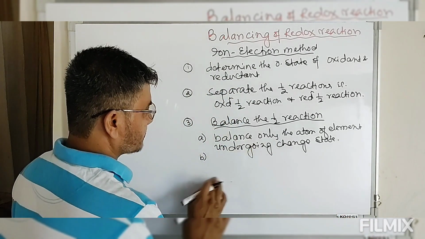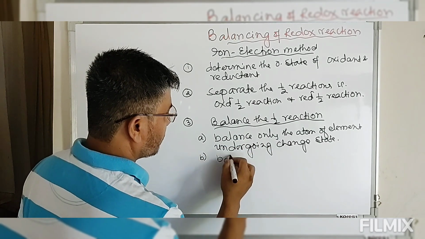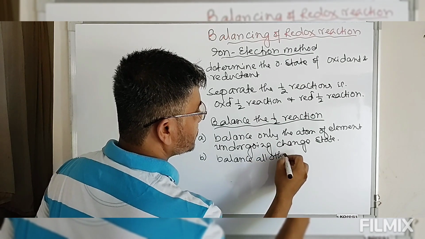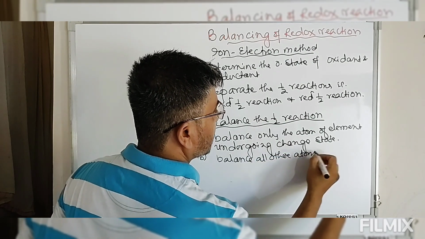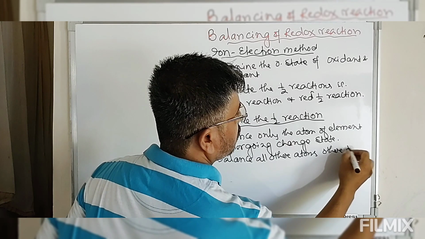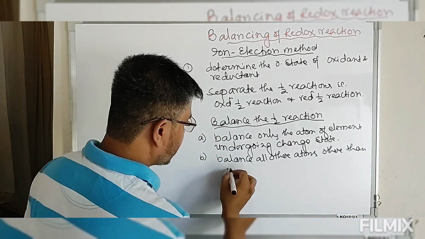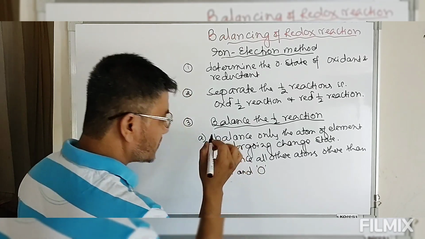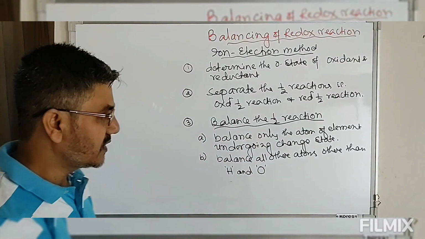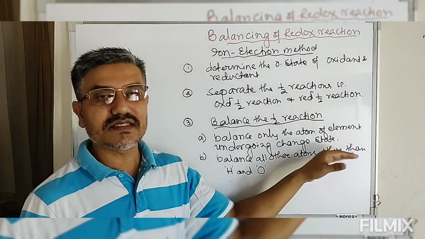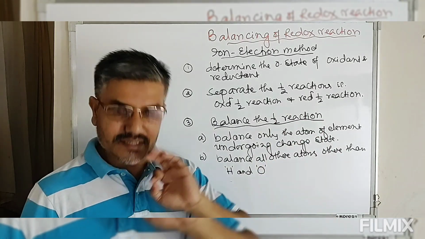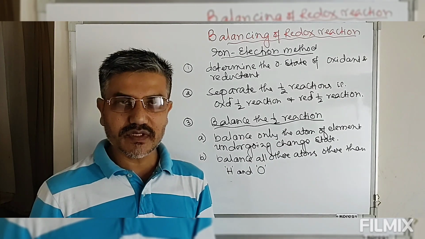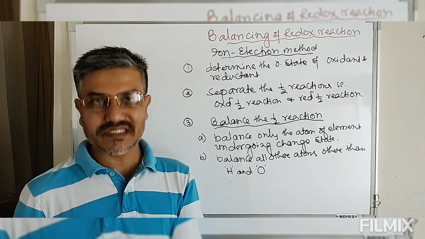So after this, balance all other atoms other than hydrogen and oxygen. If there is any other atom other than hydrogen, then we have to balance it in the second step. Once the other atoms other than hydrogen and oxygen are balanced, then the next step will be the balancing of hydrogen and oxygen.